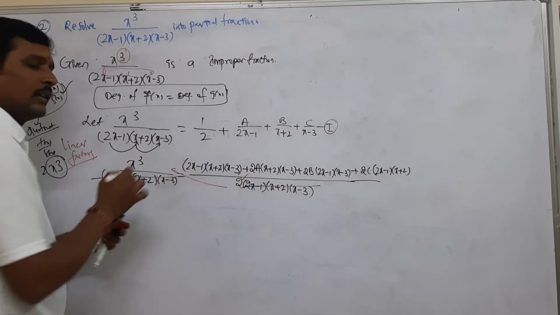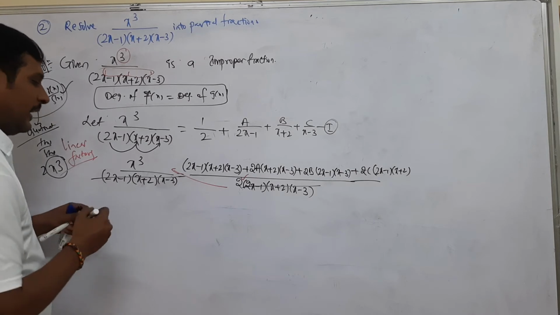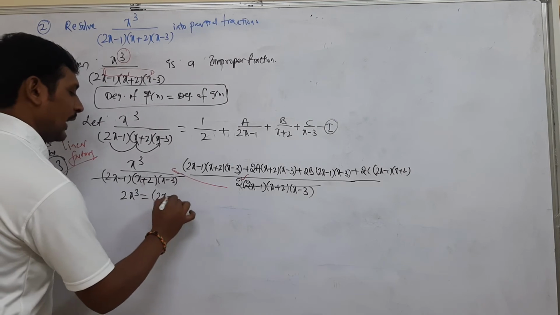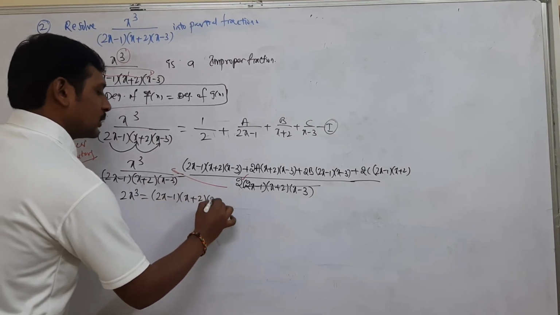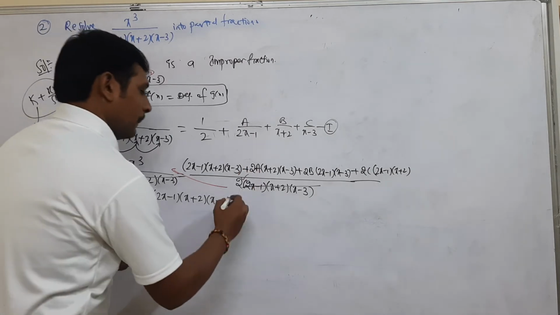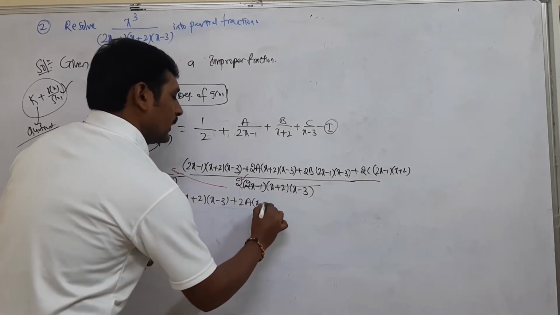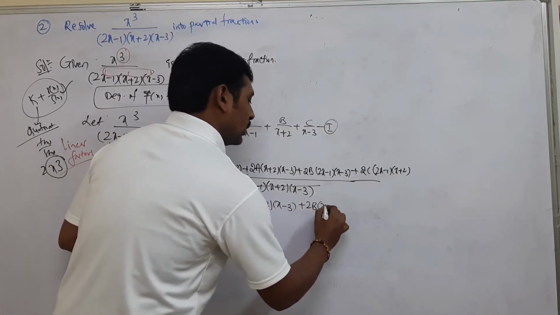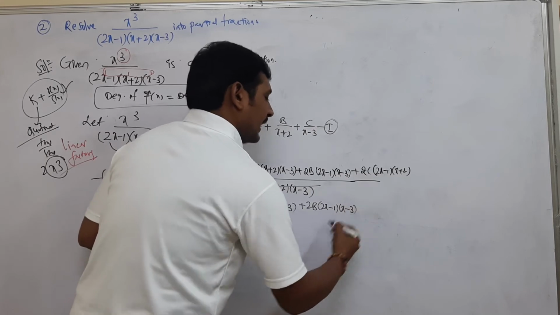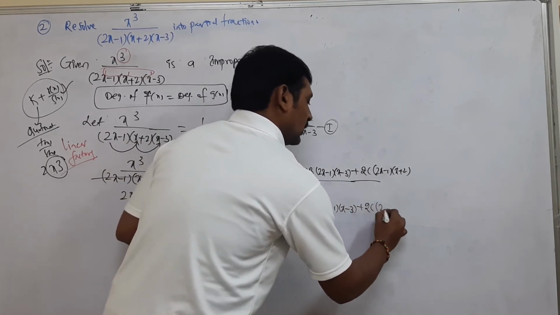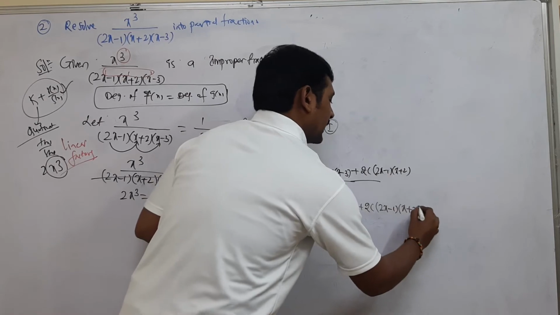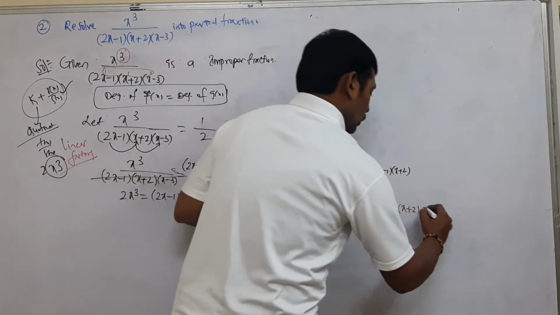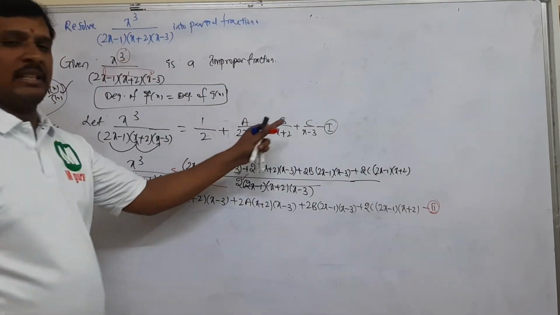So take the cross multiplication. So what can we write now? We can write it as 2x cube is equal to 2x minus 1 into x plus 2 into x minus 3, plus 2A into x plus 2 into x minus 3, plus 2B into 2x minus 1 into x minus 3, plus 2C into 2x minus 1 into x plus 2. Now this is what you can take as equation number 2. But what we need are the A, B, C values.